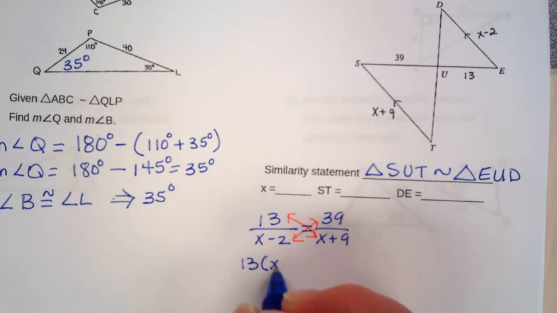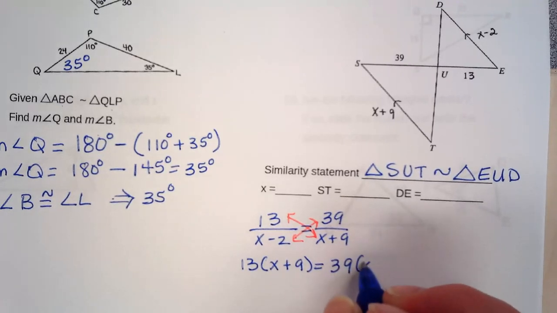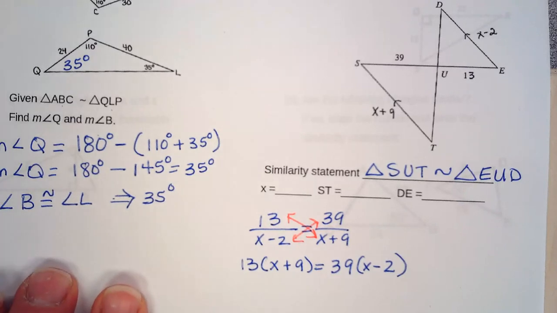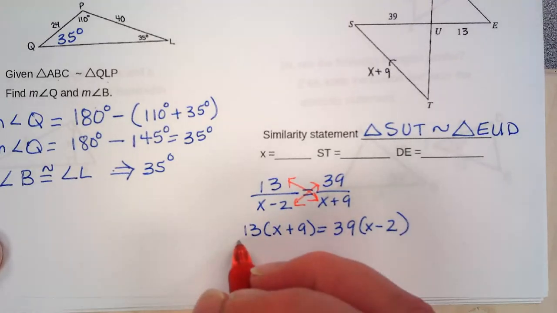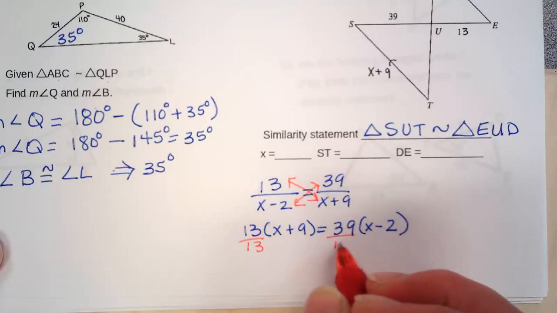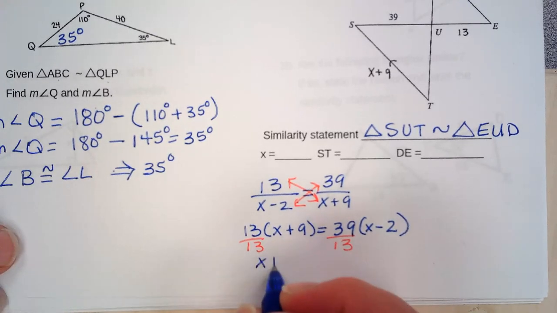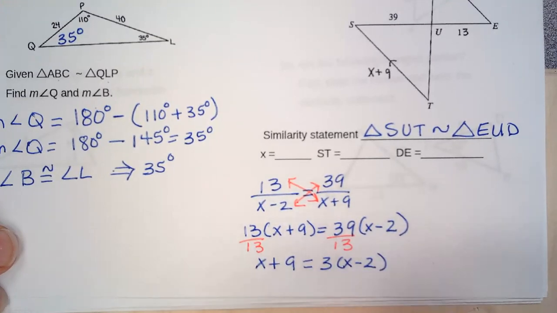Thirteen times x plus 9 is equal to 39 times x minus 2. Can I make my life any easier right now? Yeah, I can by simply dividing both sides by 13. I end up with x plus 9 is equal to 3 times x minus 2.